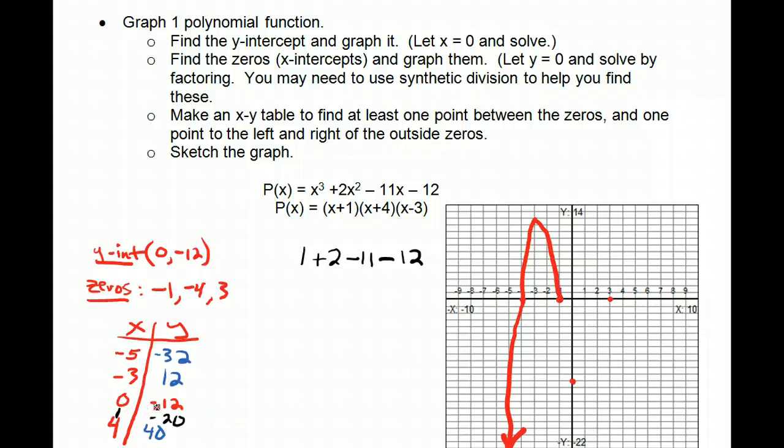I have the point (0, negative 12), and (1, negative 20), which is down here. So I'm going to come all the way down here. I'm going to turn back up, go through this x-intercept, and then because I have the point (4, 40), that's pretty steep there as well. Okay, now it's difficult for me to sketch these very well using my computer pen, so I'm going to actually show you the true graph of what that looks like.